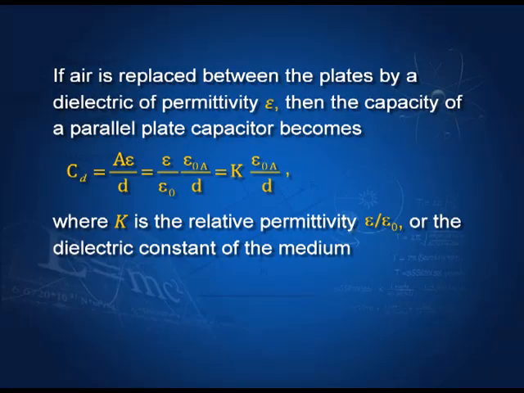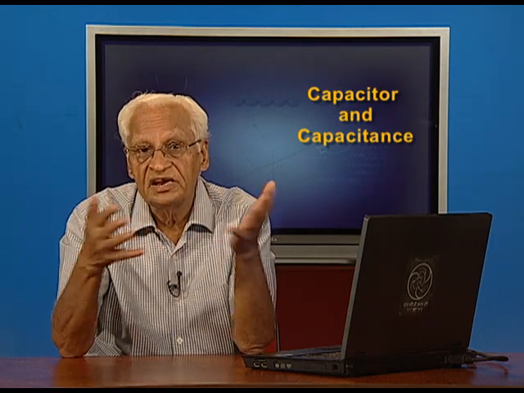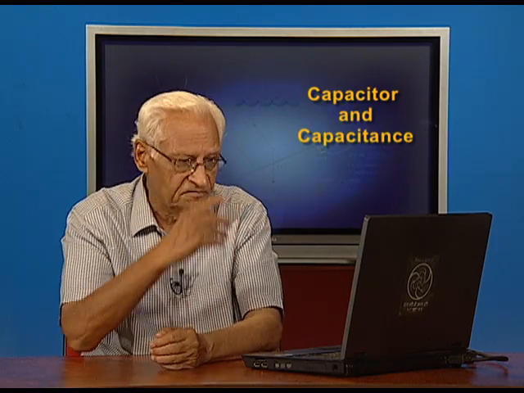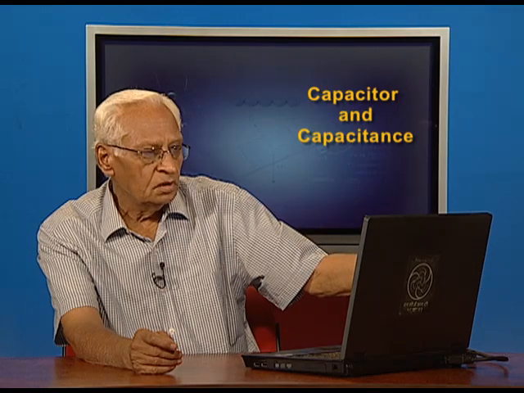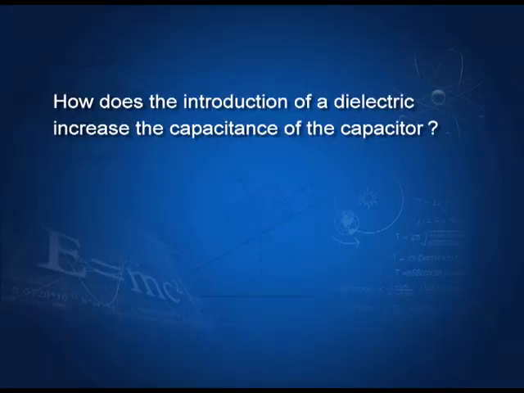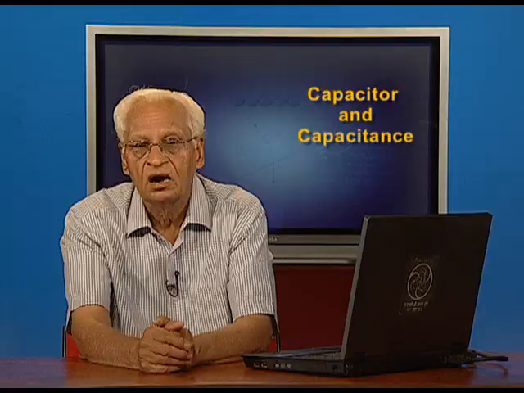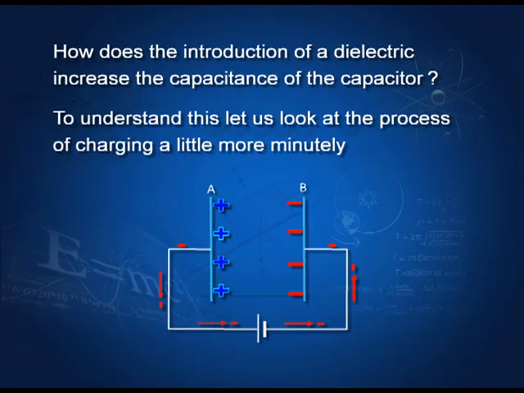It increases, and that is why most capacitors where we need large capacity, they have materials like mica or paper between the conducting sheets. Now, the question arises, how does the introduction of a dielectric increase the capacity of a capacitor? How does it do that? To understand this, let us look at the process of charging a little more minutely.